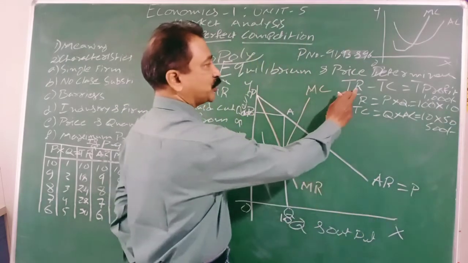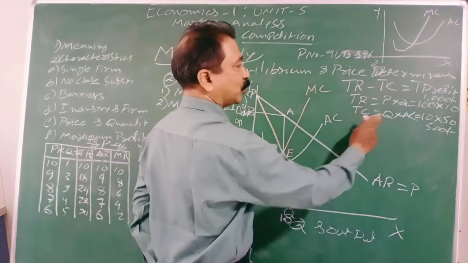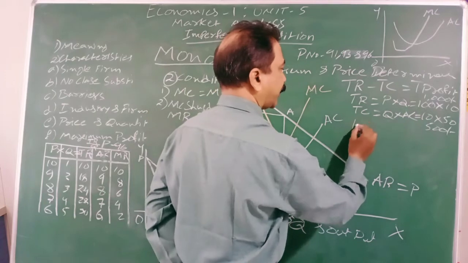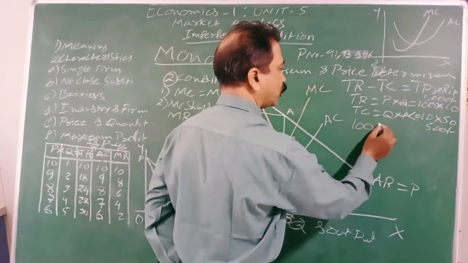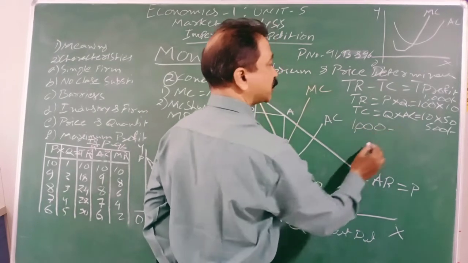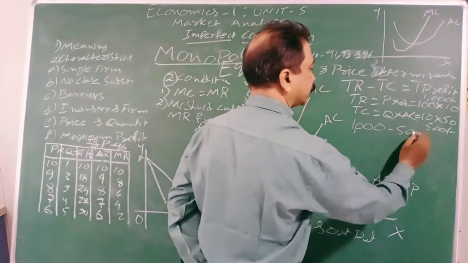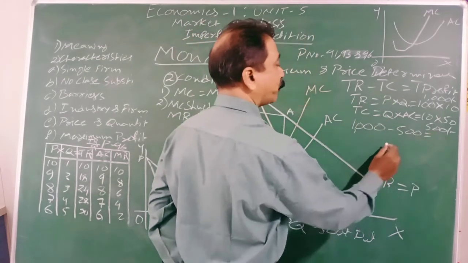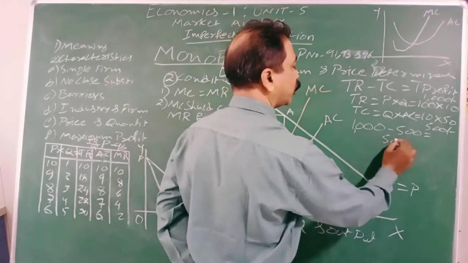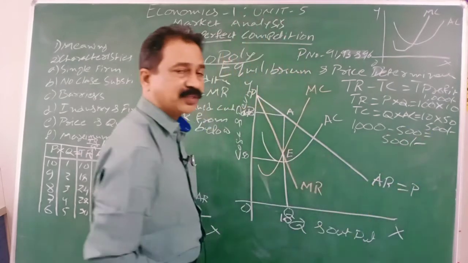So, total revenue minus total cost. Total revenue is how much? Sorry, 1000, minus, what is the total cost? 500. What is the total profit? 500 rupees is the total profit.